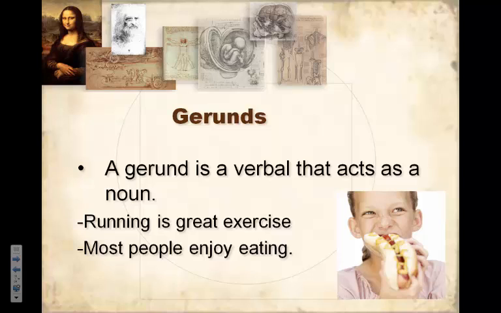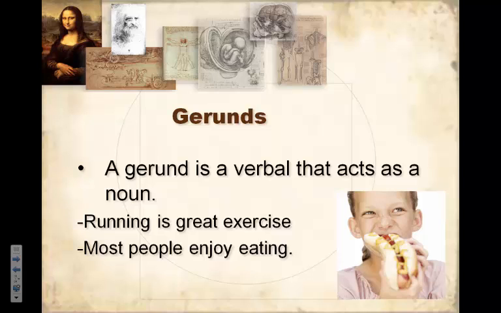A gerund is a verbal that acts as a noun, and by this time we've talked about all three types of verbals now. We talked about infinitives, we talked about participial phrases, and so gerund would be the third type of verbal. And remember, a verbal is a phrase that is a verb, but it acts as something other than a verb in a sentence.